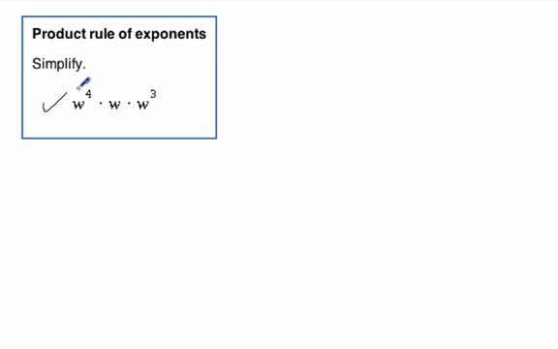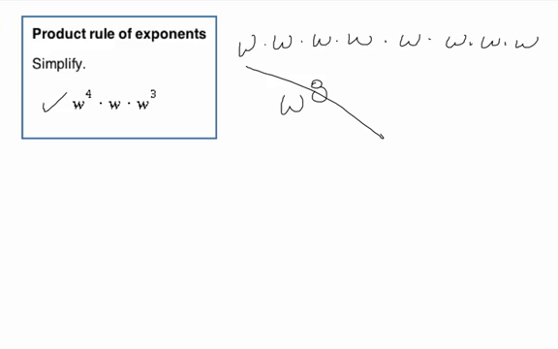Here we've got simplify w to the fourth times w to the third. Well, personally, I could go w times w times w times w times w times w times w times w, and then count them up. 1, 2, 3, 4, 5, 6, 7, 8. That's w to the 8th. That's fine. If that's what it takes, hey, that gets you the right answer. Whoops, wrong button. So let's get rid of that. What I really wanted to do was this.